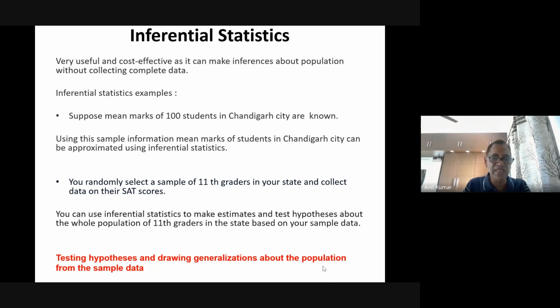So the reliability of the generalization, the dependability of the generalization, depends on how far you are able to select the sample from the population and the nature of representativeness, the nature of true representativeness. So this is very important for inferential study. You look at the technique which you have used for sampling.